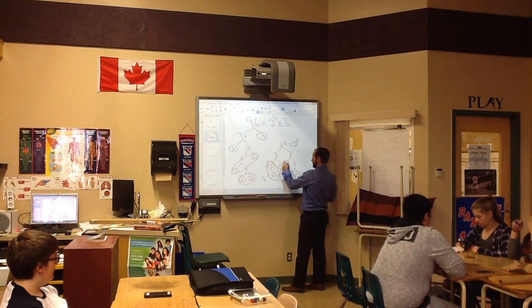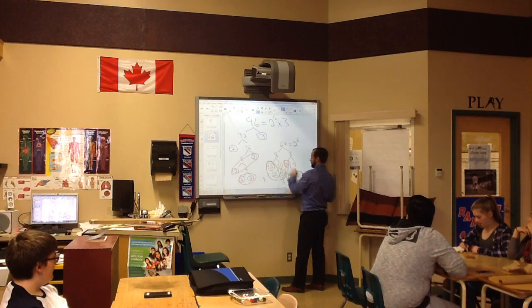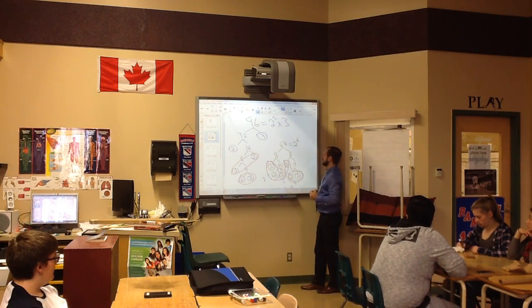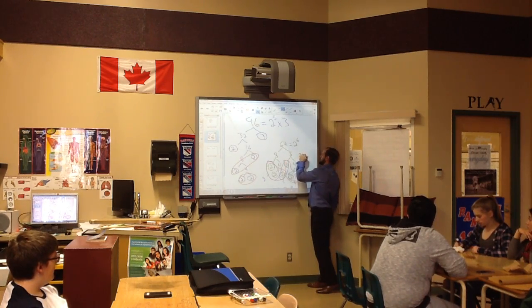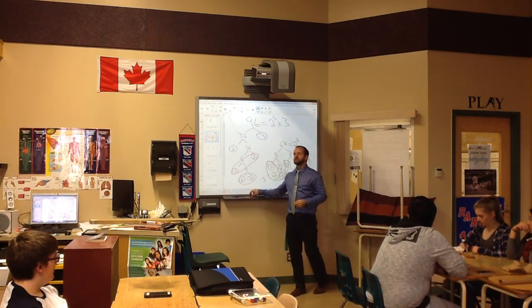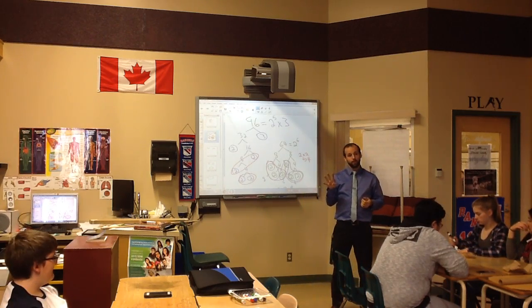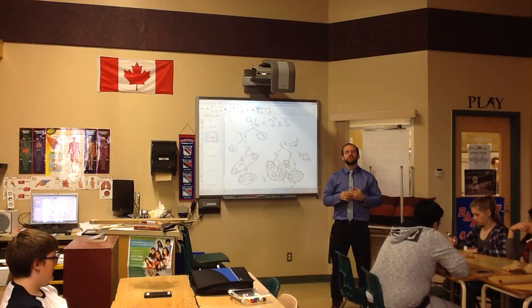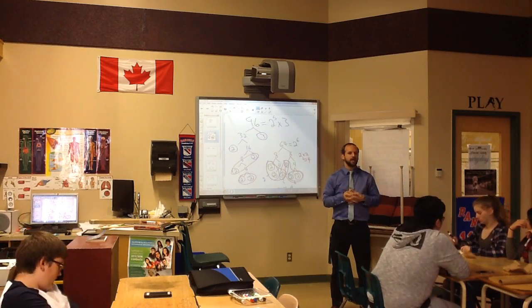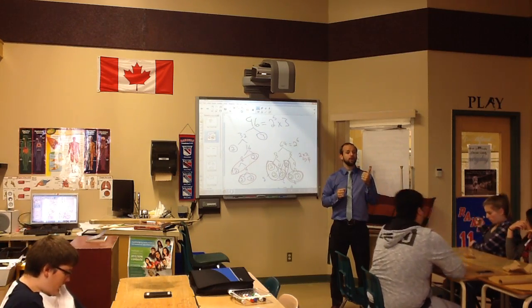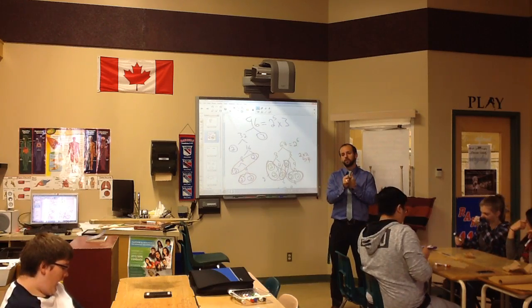Here's 1, here's 2. What is 2 times 2? Equals 4. What is the cube root of 64? 4. 64 is a very unique number because not only is it a perfect square, it's also a perfect cube.